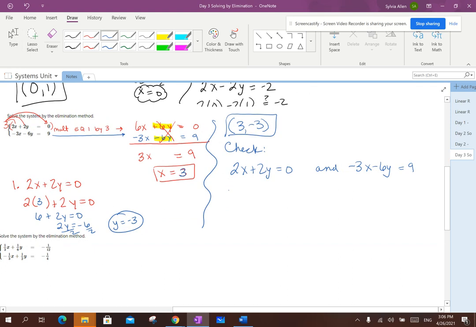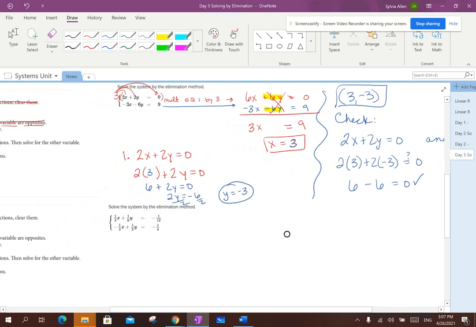I'm just going to replace the x with 3 and the y with negative 3 and check to see if that equals 0. I get 6 minus 6 equals 0. Yes, it does. I'm going to replace the x again with 3, the y with negative 3, and see if that equals 9. So I get negative 9 plus 18, because 6 times 3 is 18. And does that equal 9? I get 9 equal to 9. Yes, so I know I'm right.